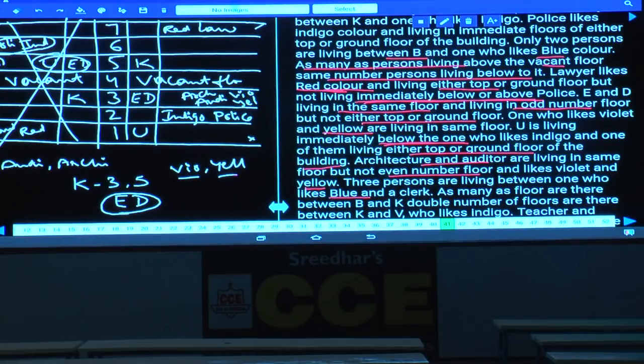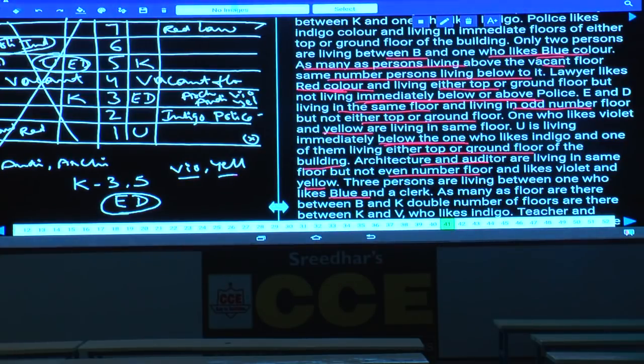There are 2 persons, which is ruled out, isn't it? And blue cannot be here, then, or B cannot be here. Can B be here? B cannot be here as well, isn't it? Because if B is here, only 2 persons are living between B and the one who likes blue color.